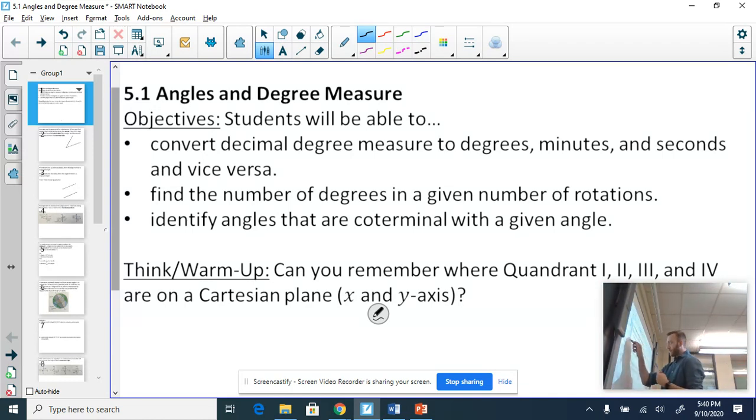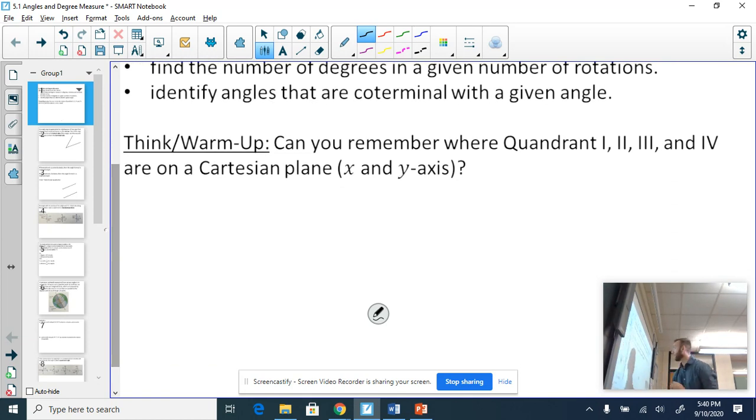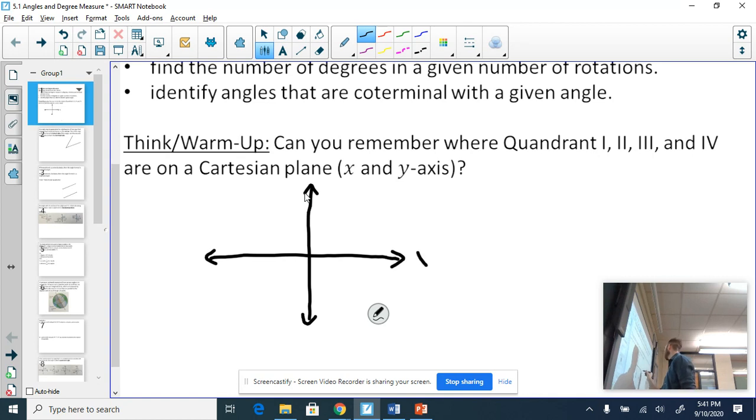So I have a think/warm up here, and it says, can you remember where quadrant 1, 2, 3, and 4 are on a Cartesian plane? And you might be thinking, what is a Cartesian plane? That's just what it is called in math, and that's just your x and y axis. The x and y axis.